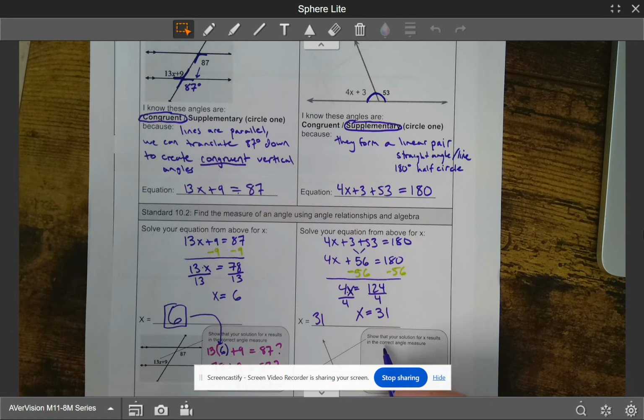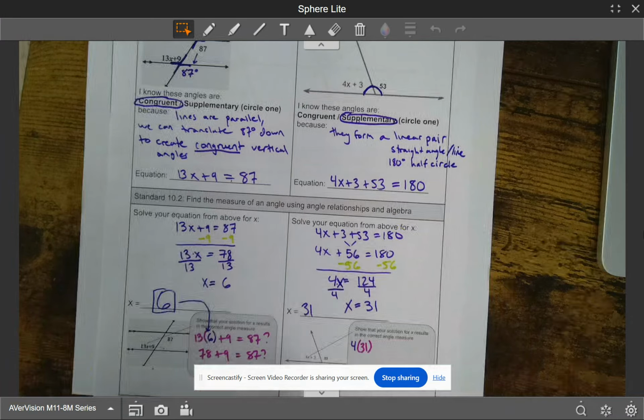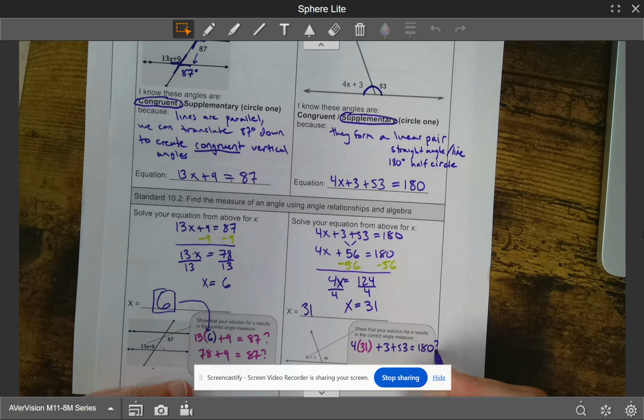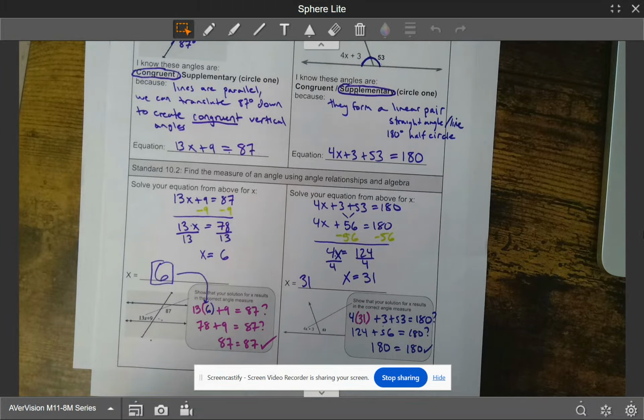Again, how do we see that this is true? Well, instead of 4 times x, we're going to do 4 times 31 plus 3 plus 53. Does that equal 180? Does that satisfy our original equation? 4 times 31 is 124. 3 plus 53 is 56. Does that equal 180? Yeah, 180 equals 180. Check. All right, there's the front side.